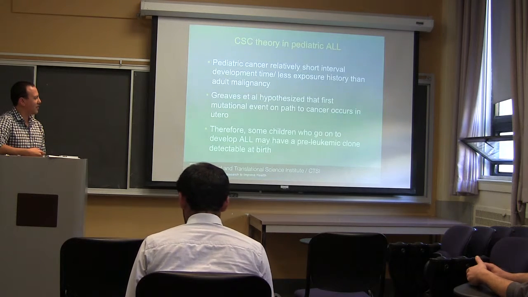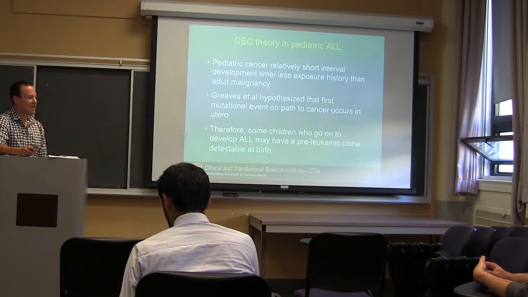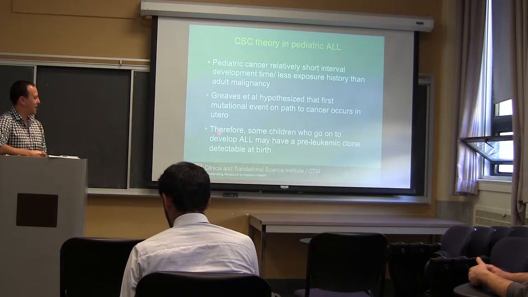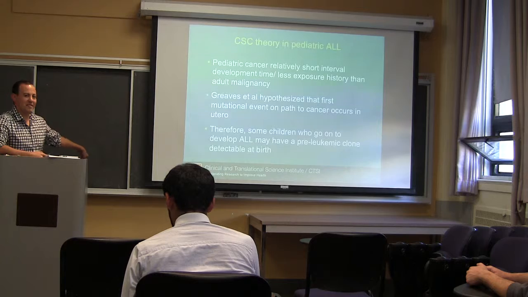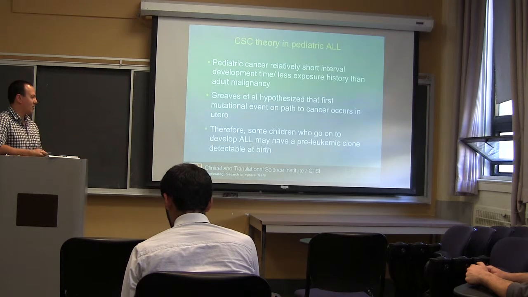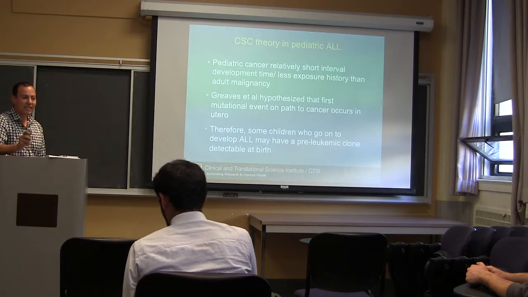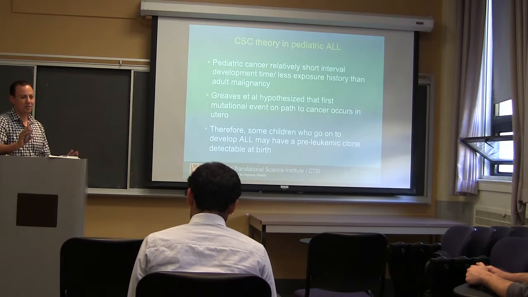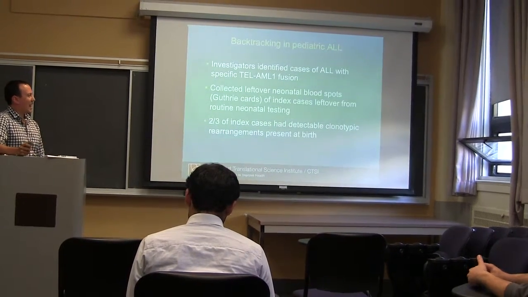So several people have said this first mutational event must occur in utero because there's just not enough time for a 5-year-old to develop full-blown cancer, which is kind of a crazy theory. But these people said, if we look at children who go on to develop ALL and go back to when they were first born or even in utero, they should have this pre-leukemic clone, which may not be malignant yet, but has some sort of genetic alteration that's priming it. So this is called backtracking.